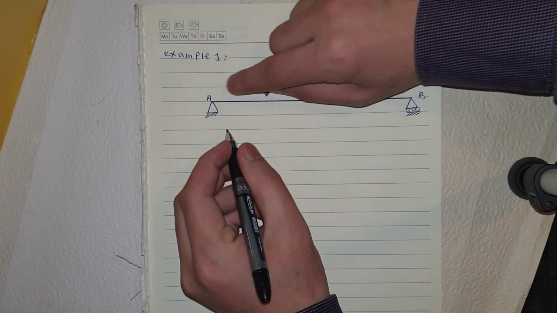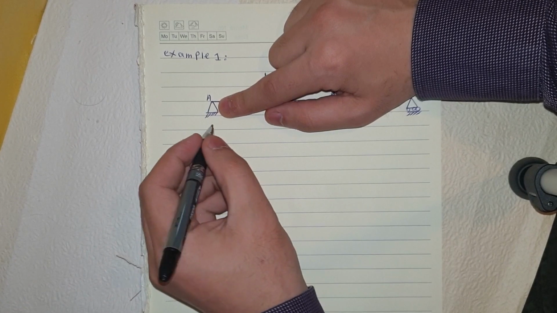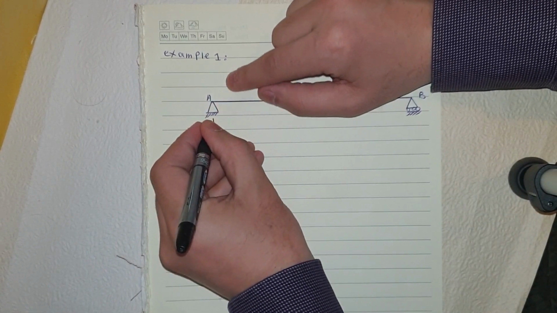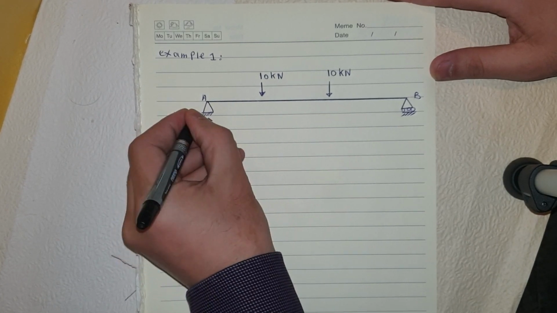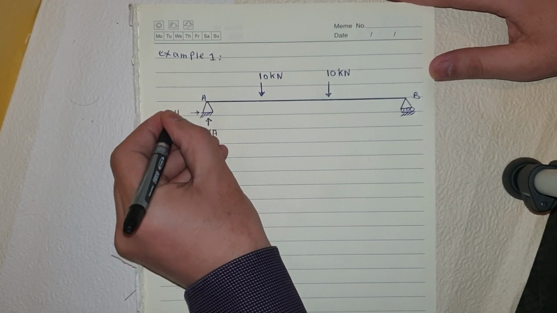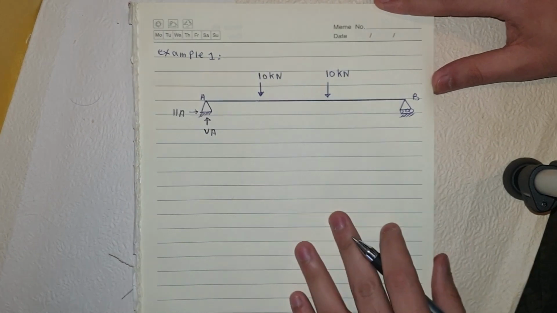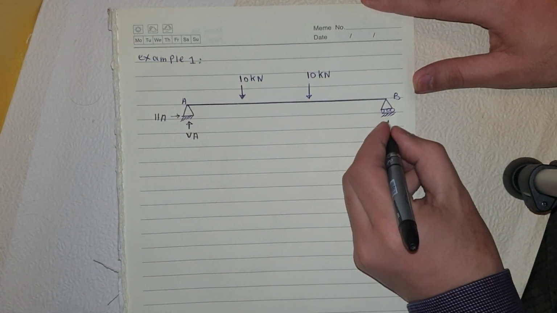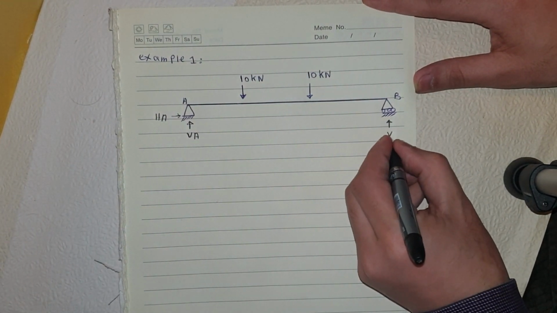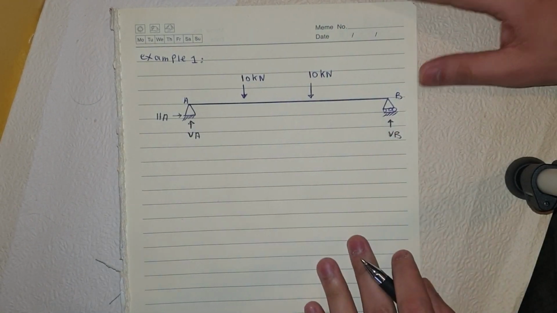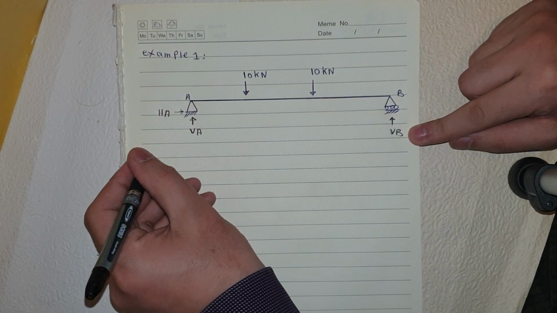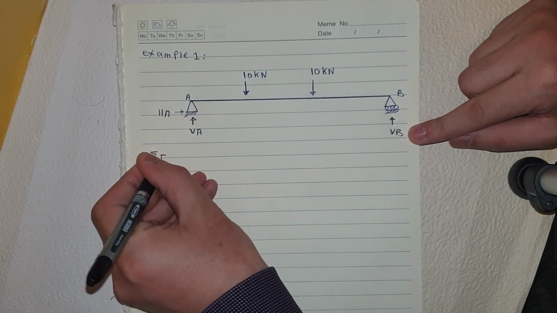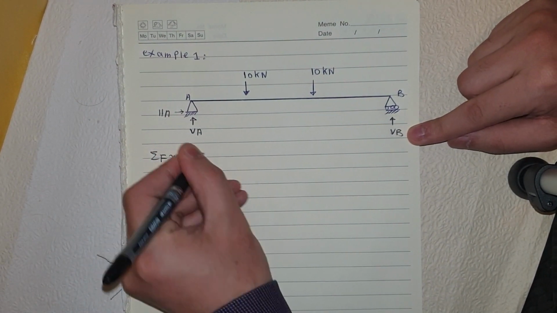At point A, we have a pin. We know the pin has two reactions: VA, and a horizontal reaction, HA. At point B, we have a roller, so it has only one reaction, which is the vertical reaction VB. First step, always take summation of Fx equal to 0.